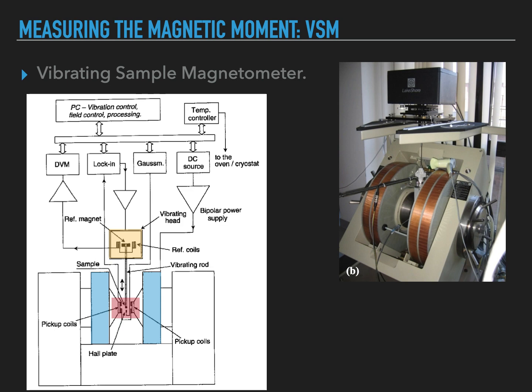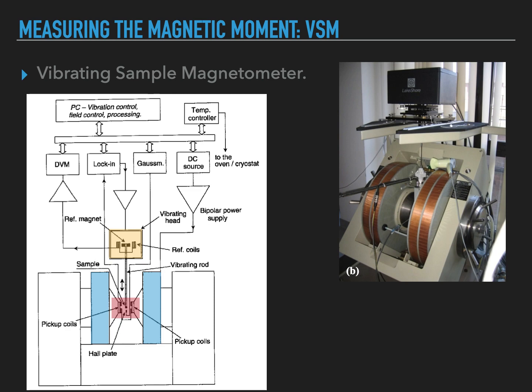It is a linear motor. In its simpler form, it is just a loudspeaker. Maybe it can be a little bit more complex. It is a linear motor. That means that it puts the sample in vibration along the vertical direction, up and down, at a fixed frequency and at a fixed amplitude.